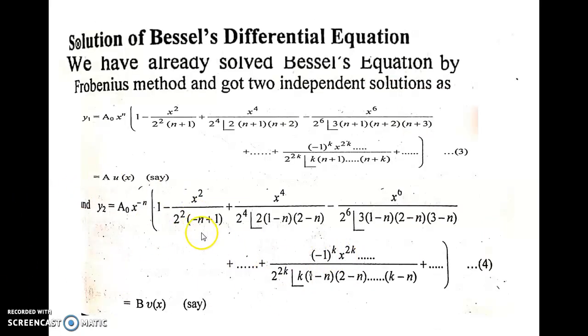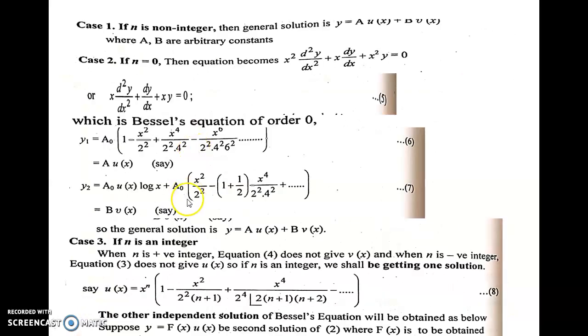If n is a positive integer, if you put n as 1, 2, 3 and so on, any term becomes infinity. So equation 4 will not give Vx, so we will get only Ux. Similarly, if n is negative, equation 3 does not give Ux, because if n is negative, it becomes infinity. So if n is positive, we don't get Vx, and if n is negative, we don't get Ux. So if n is an integer, we get only one solution, that is Ux.